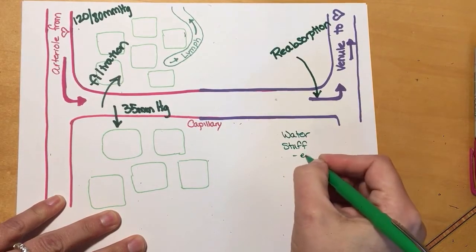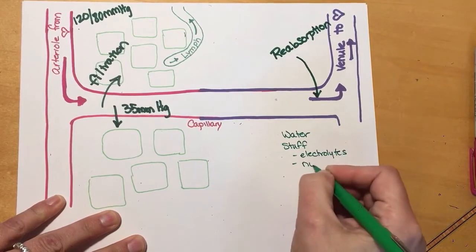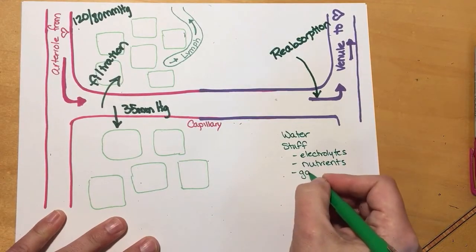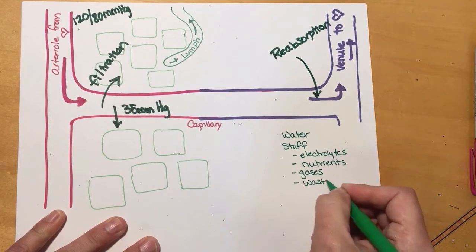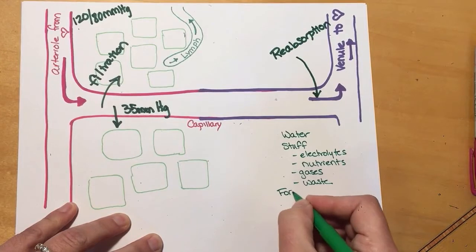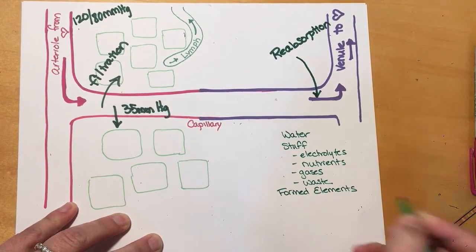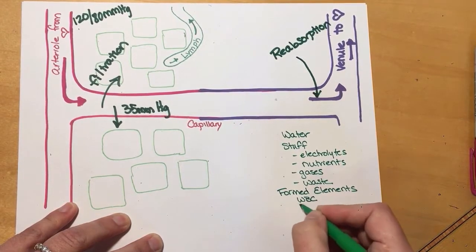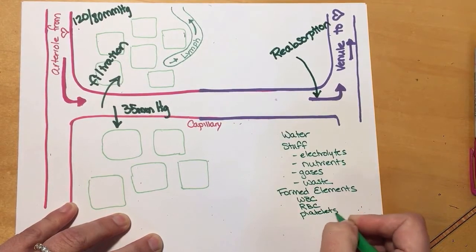So things like electrolytes, nutrients, glucose, gases. You can also have waste in there. You also have what we call the formed elements. Now we call them formed elements because not everything in there is a cell, but some of them are. So we have white blood cells, we have red blood cells, we have platelets, which are important in clotting.